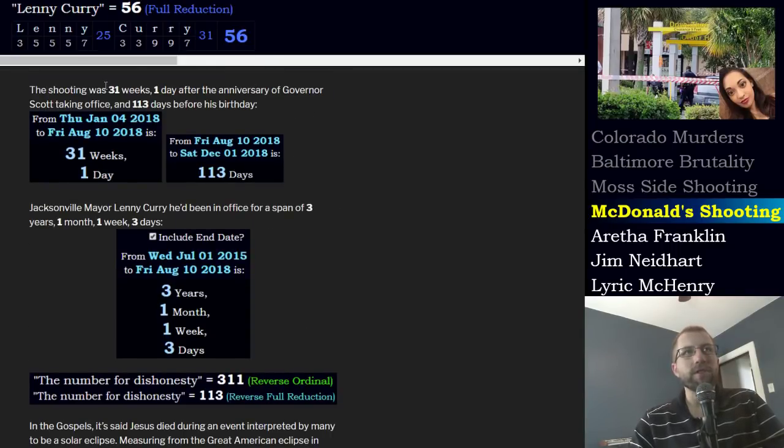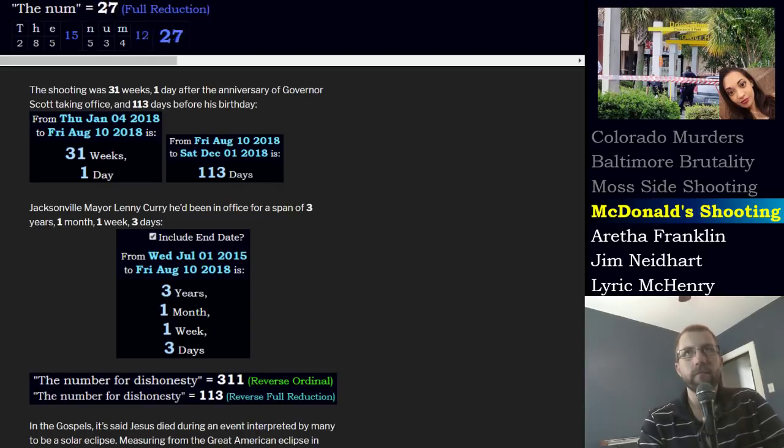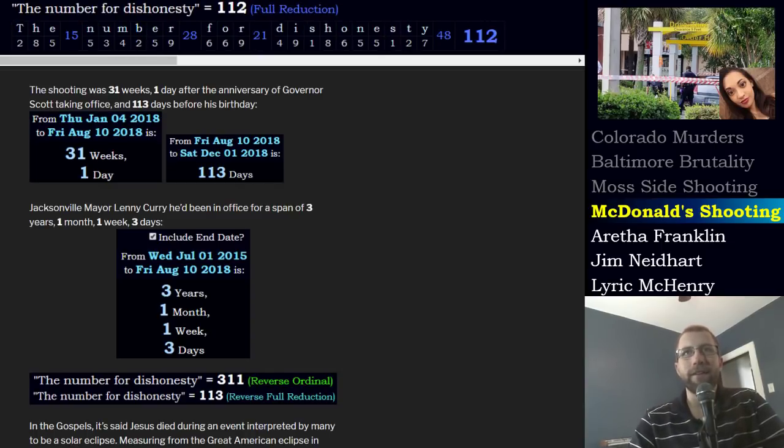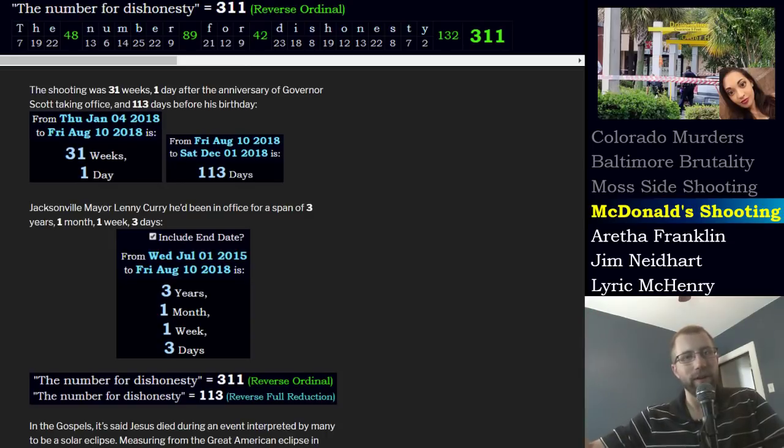Consider that this shooting was 31 weeks and 1 day after the anniversary of Rick Scott taking office. On top of that, it's 113 days before his birthday. And again, 113, the number of dishonesty. In reverse ordinal, it sums to 311. So you have this 113, 311 sequence.